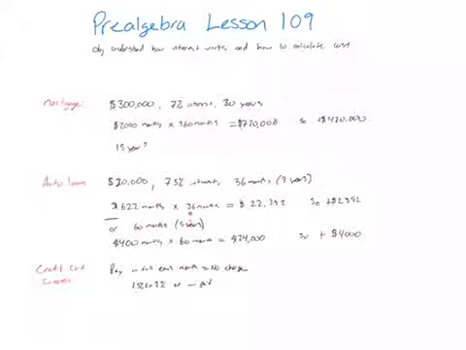So multiply that by your 36 months, and you'll end up paying $22,392. You'll pay an extra $2,392 for that car. So you'll be paying that much extra to the bank.